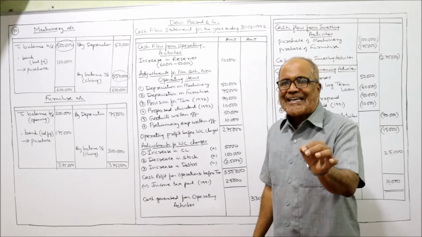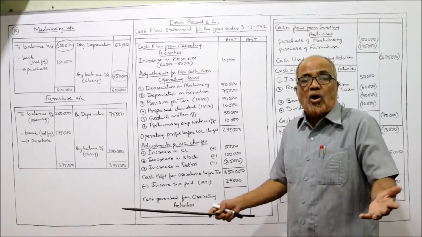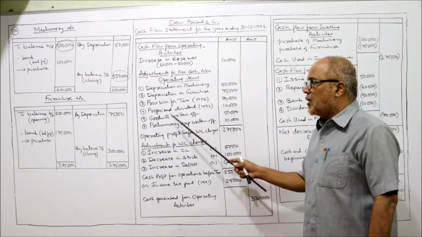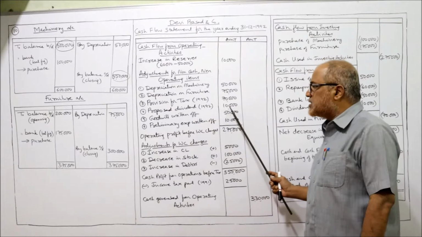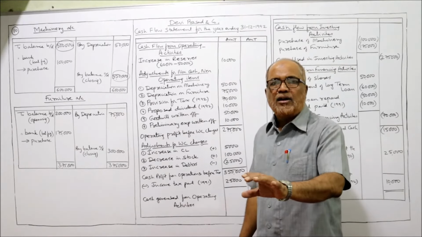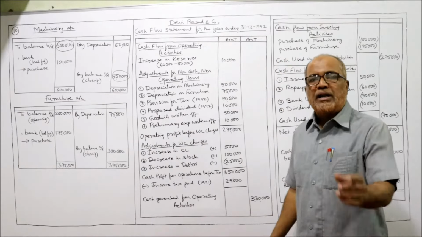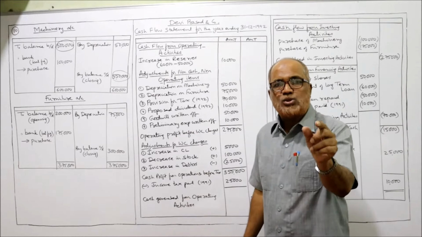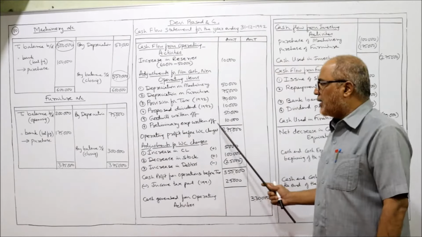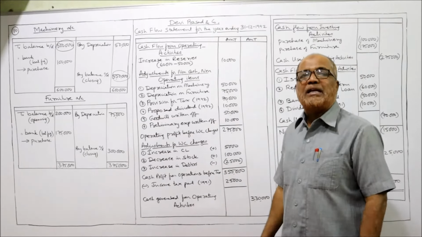Now provision for taxation of current year and proposed dividend of current year. These are non-cash items. The provision for taxation current year 1992 is 70,000. Proposed dividend 1992, current year, is 10,000. Goodwill written off. If you compare the goodwill last year with the current year, goodwill has decreased by 50,000, so goodwill written off 50,000. Preliminary expenses last year were 10,000, current year nil. That means preliminary expenses were written off, so add back. Take the total, you'll get 2,75,000 operating profit before working capital changes.